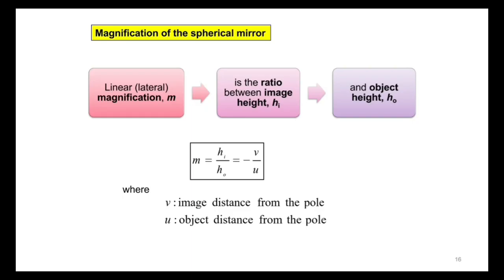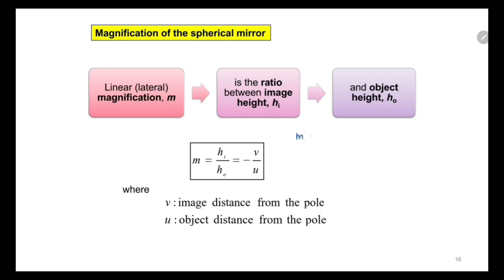Next, we have the magnification of a spherical mirror. Magnification is the ratio between the height of the image to the height of the object, which you can write as M equals h_i over h_o equals negative v over u. That is the meaning of the value of magnification.